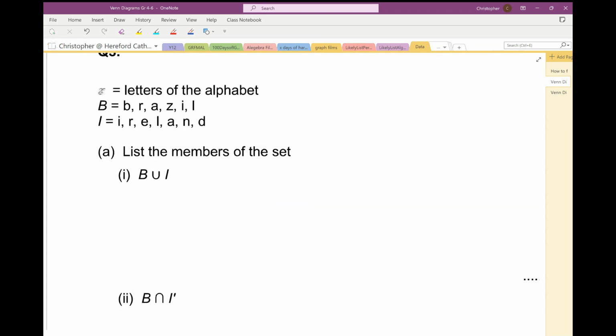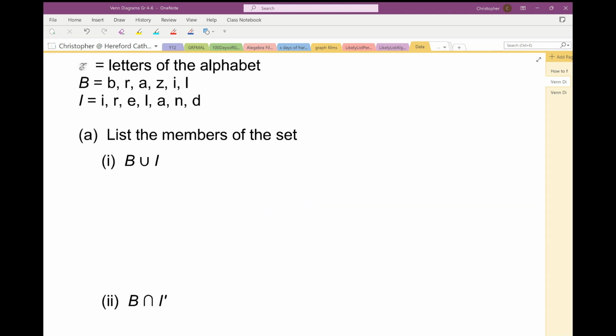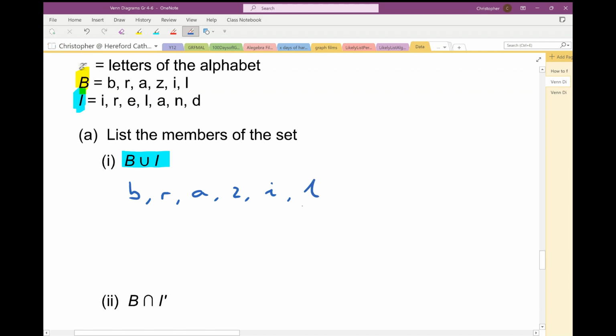Question 3. Right. The universal set is the letters of the alphabet. So I'm dealing with every letter of the alphabet. And then I've got a set B, which has got the letters of Brazil in it, and also a set I, which has got the letters of Ireland in it. Okay. List all the members of the set B union I. That's all the letters which are in B or in I. So, obviously there's a B, there's an R, there's an A, there's a Z, there's an I, and there's an L. They're all in B or I.